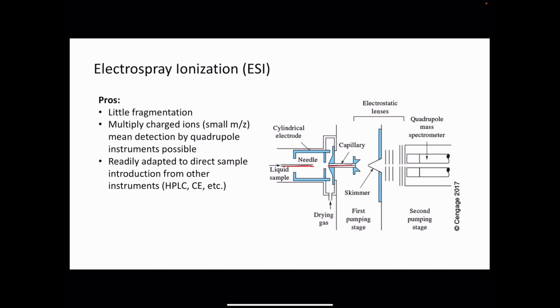And this means that detection by quadrupole instruments is possible. It's also readily adapted to direct sample introduction from other instruments, for example, HPLC, or high-pressure liquid chromatography, or CE, etc. We'll get back to these later in the course. The con, however, is that no fragmentation means that it's very difficult to determine molecular structure using this method because you're only ending up with basically one peak from the molecular ion.